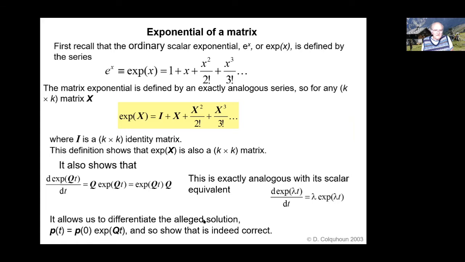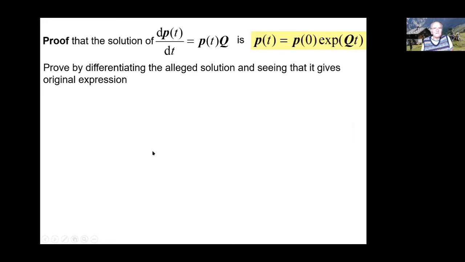And it allows us, once we know how to differentiate e to the Qt, to differentiate the alleged solution to show that it is indeed the right solution. So we do things backwards, as so often in calculus. We postulate an answer and show that it's right. So we want to show that this is a solution of that. So if that's the case, we can put e to the Qt times P naught for P of t, that's the postulate, and differentiate it.